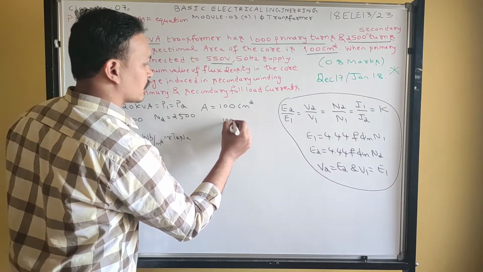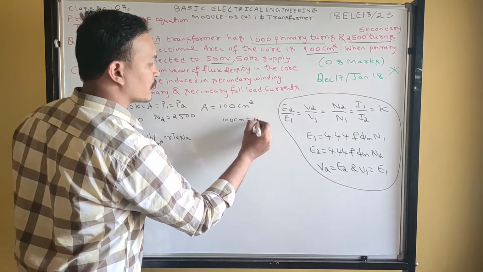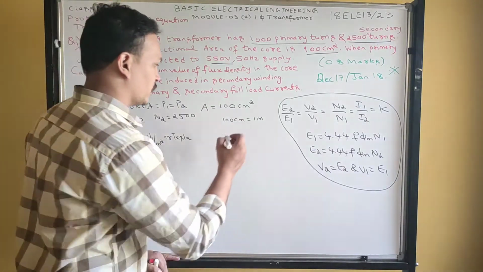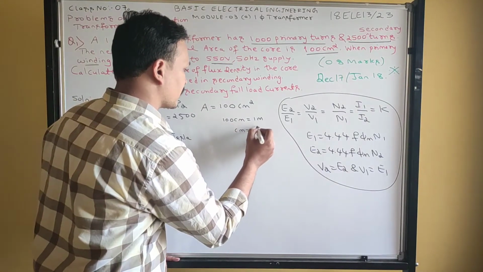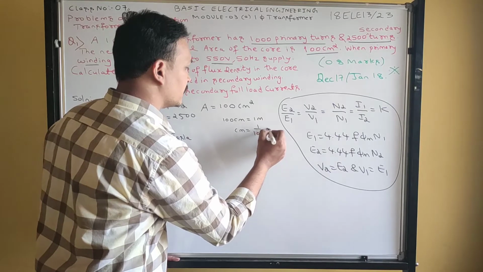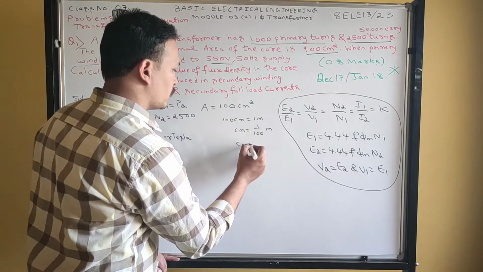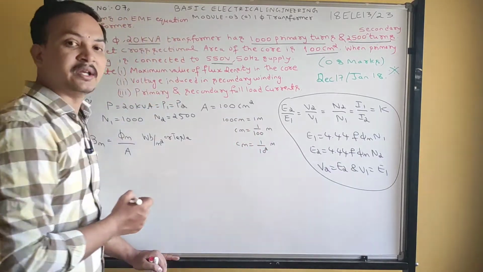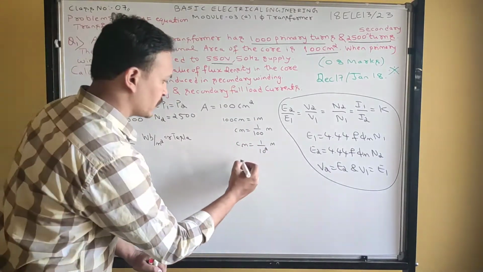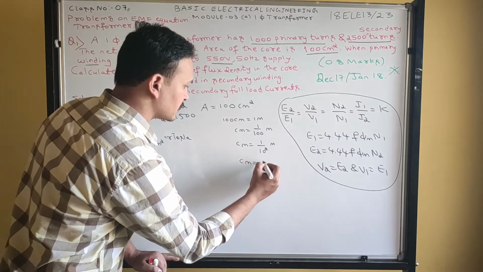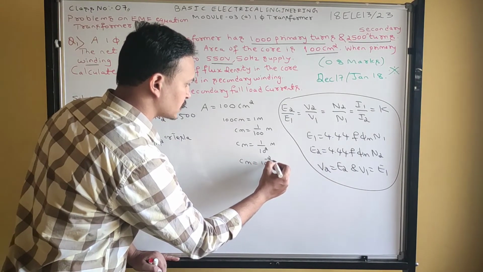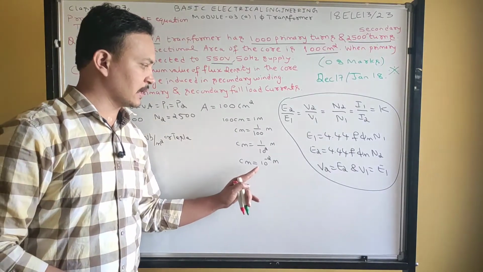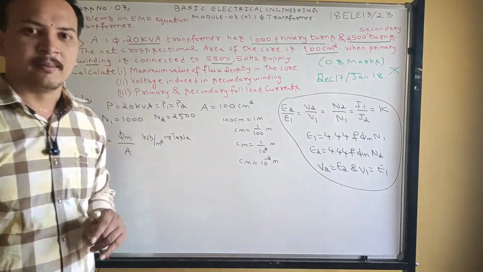100 centimeter is equal to how much? 1 meter. 1 meter is equal to 100 centimeter. Now a centimeter can be written as 1 by 100 meter. So 100 is 10 square meter, 1 by 10 square meter. Further, a centimeter can be written as 10 power minus 2 meter.